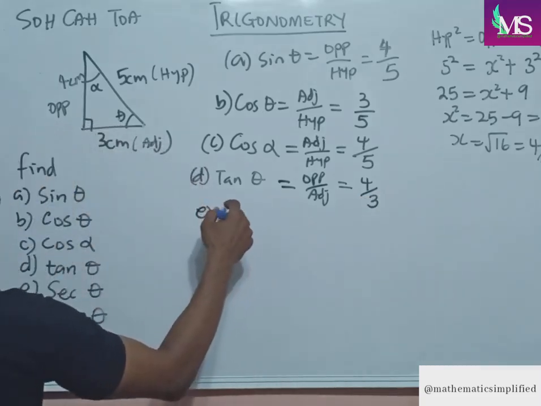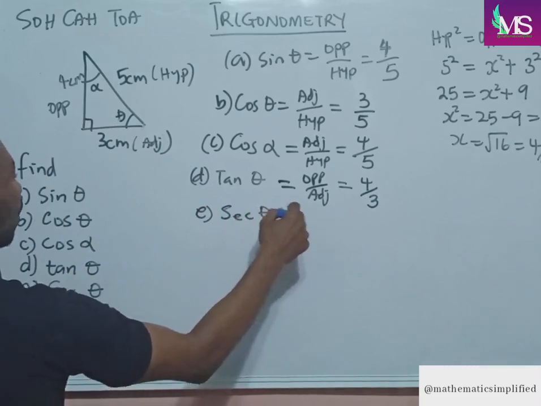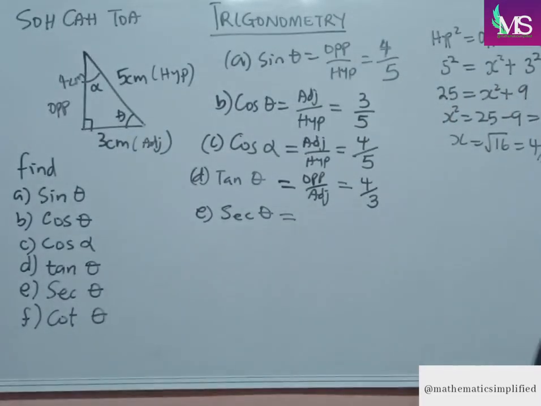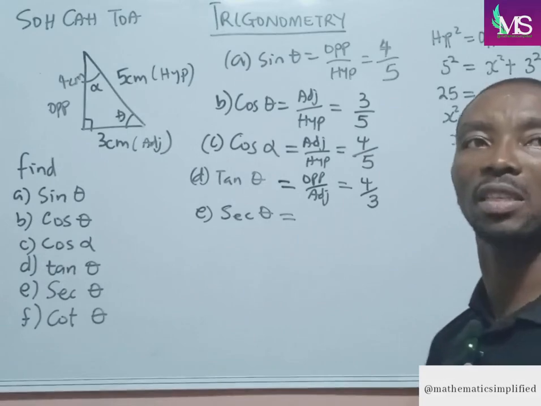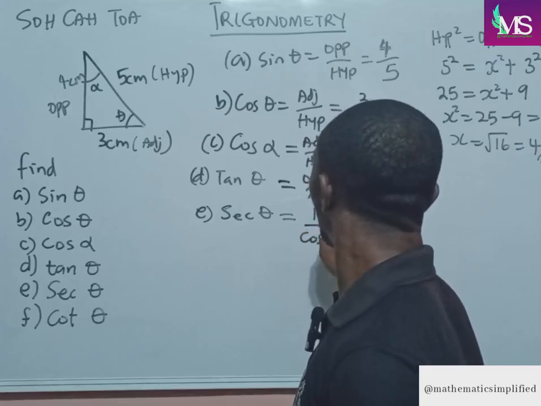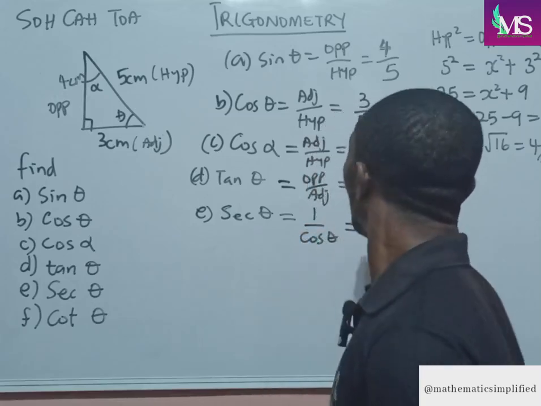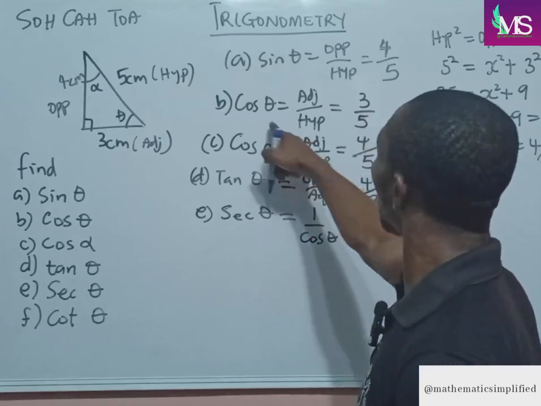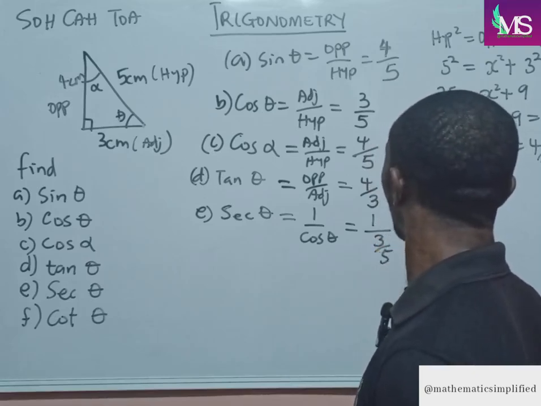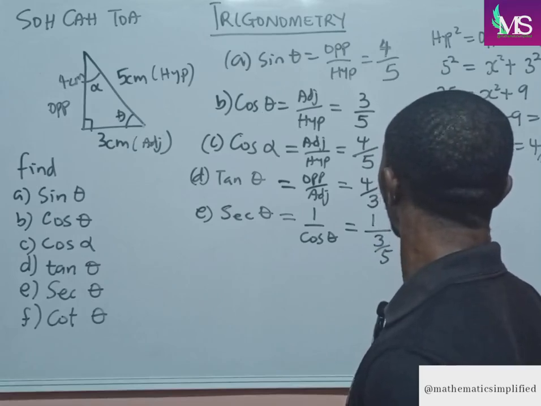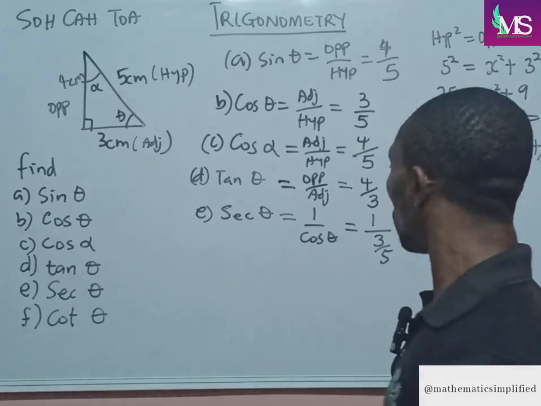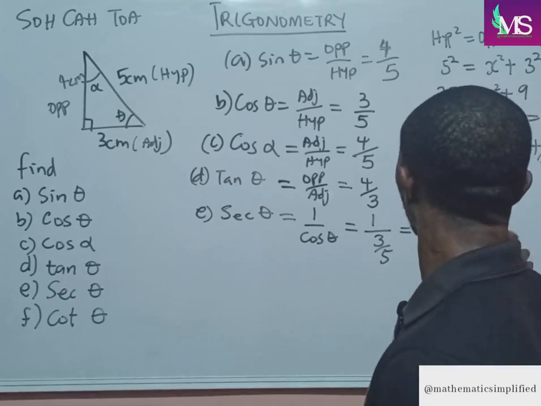Now the next one we have is sec theta. Sec theta is 1 over cos theta. So what is cos theta? Cos theta we found before to be 3 over 5. So if we turn it around, this will be 1 over 1 times 5 over 3, which will give us 5 over 3. So this is our sec theta.